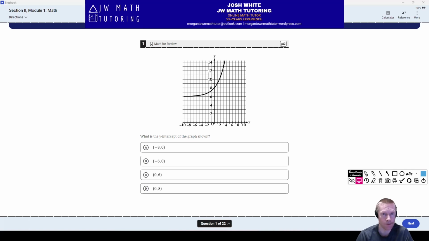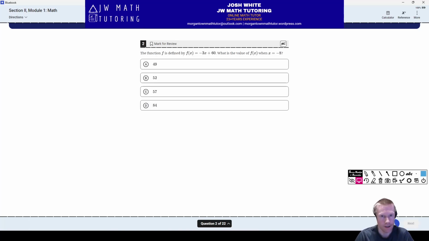All right, so let's go ahead and get started with it now. Question number 1, Digital SAT Bluebook Practice Test 8, Math section. Here they just want the y-intercept of the graph. It's right here. It's just going to be the point (0, 8). So we can just select letter D and move on.